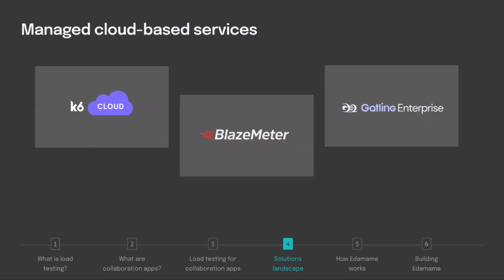Managed cloud-based services are solutions that run the distributed load test for you and handle all the complexities in the cloud. Now, there's a few well-known services like this. For example, K6 Cloud is a big one, so is BlazeMeter, as well as Gatling Enterprise. Now, all of these services are provided by companies that offer open source load testing tools. So for instance, K6 Cloud is powered by K6.